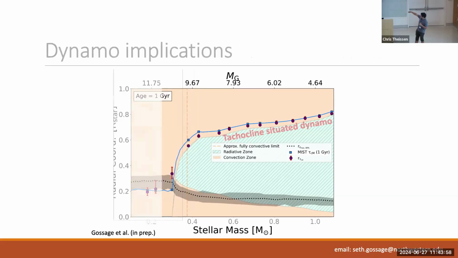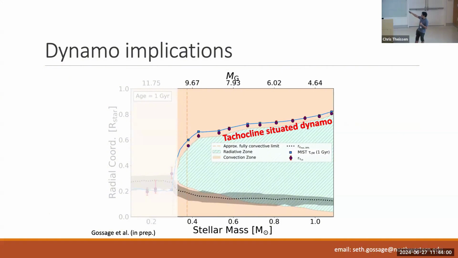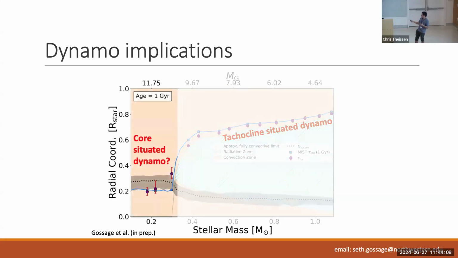As I mentioned, asking about what happens with the dynamo, it seems like this matches pretty well what we expected for a tachocline-situated dynamo for partially convective stars. And our empirical data is suggesting that perhaps for fully convective stars, it's something like a dynamo situated deep within the star, perhaps at the core boundary.